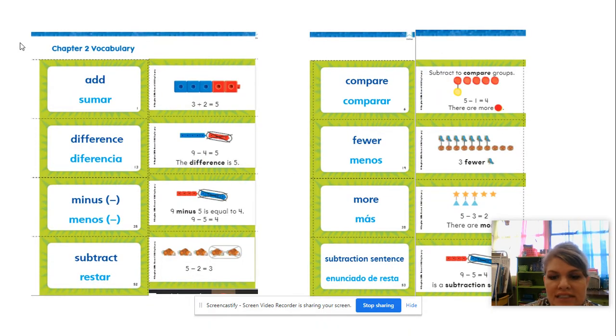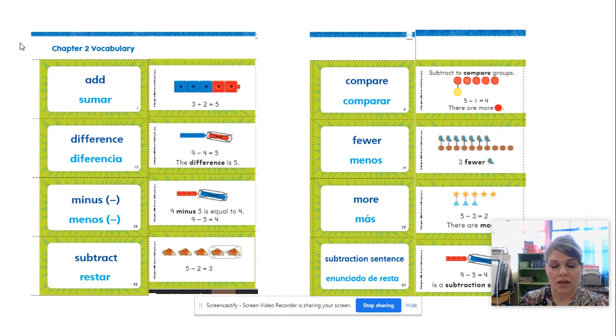Okay, boys and girls, today Miss Lamont is going to teach you about our Chapter 2 vocabulary because we're moving on into Chapter 2 today. All right, if you will look and see, we are going to review some words that we've already learned in Chapter 1, and we're also going to learn some words that we are going to use in Chapter 2.